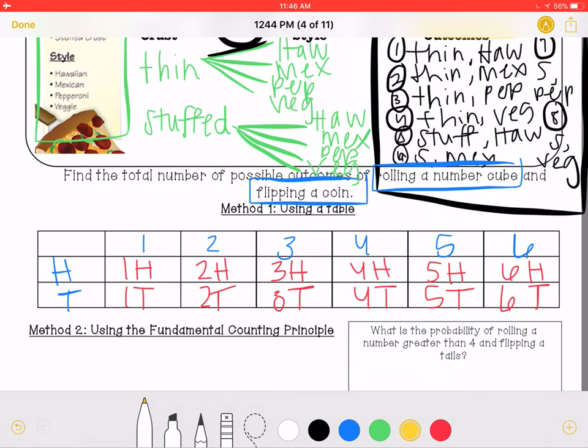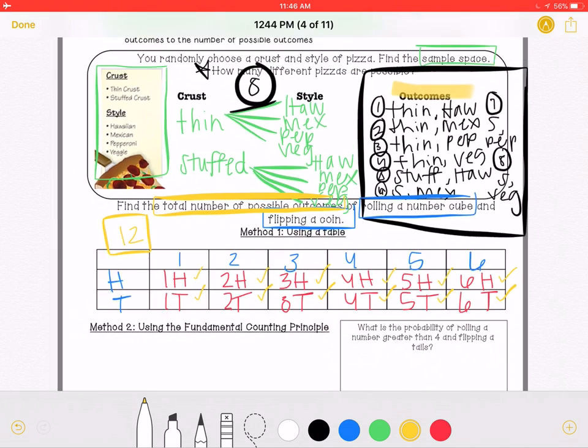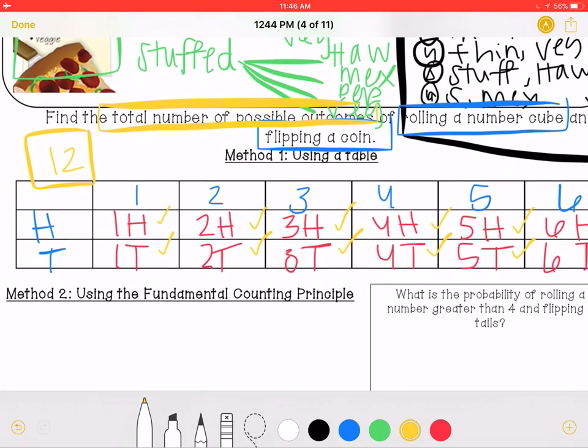So now you're just going to count it up. There's 1, 2, 4, 6, 8, 10. There are 12 possible outcomes. So what's the total number of possible outcomes? There are 12 when you flip a coin and roll a number cube. Now, let me show you real quick. Another method is we could use the fundamental counting principle.